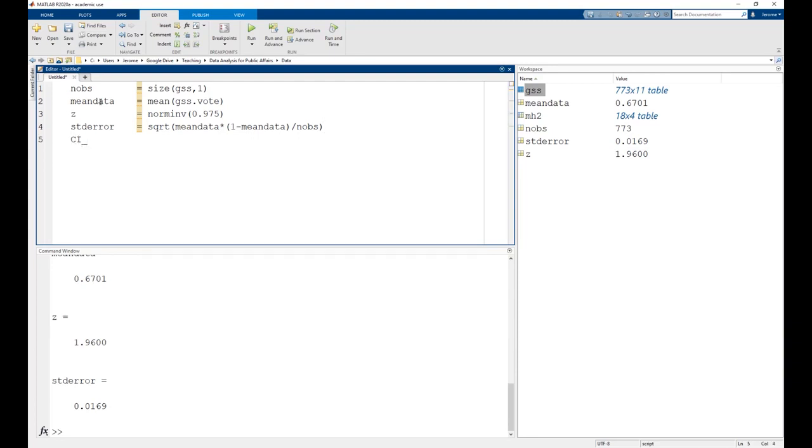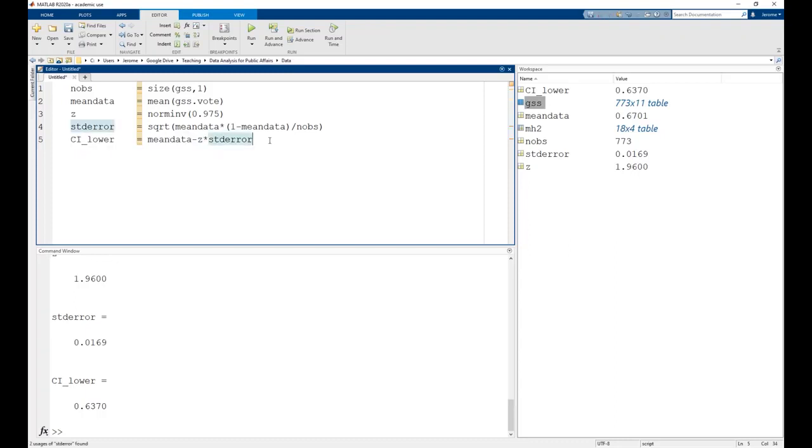Now, calculating the confidence interval is straightforward. We first calculate the lower bound, and this is the mean data minus z times the standard error. So the lower bound is 0.637, and for the upper bound, we simply replace the minus sign with a positive sign. And we find that the upper bound of the 95% confidence interval is 0.7033.